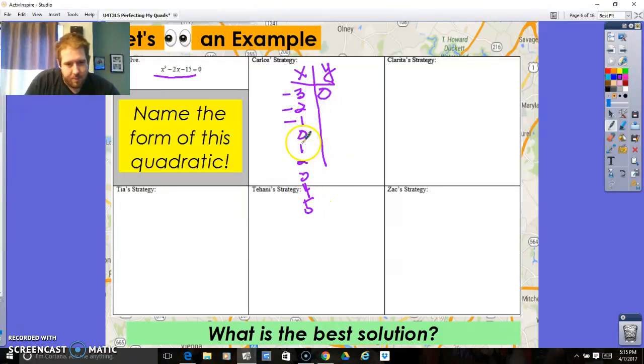1, 2, 3, 4, 5. So I believe 1, 0. Oh, sorry. So here we go. So 0. This was a 0, and this was also a 0. I'm going off of memory here.